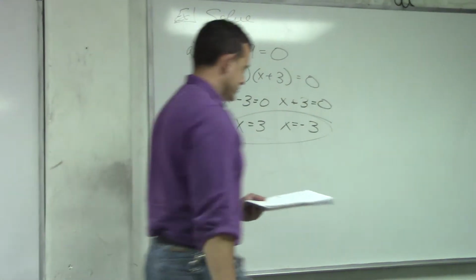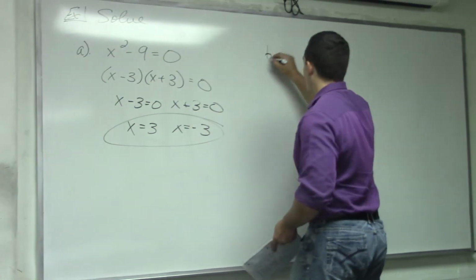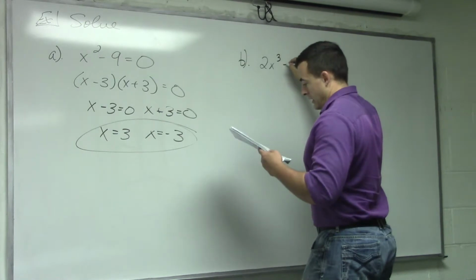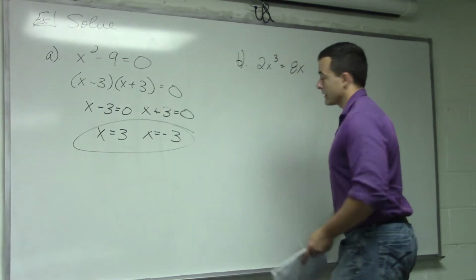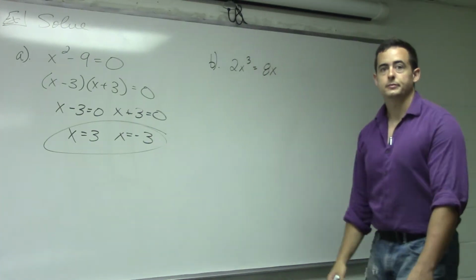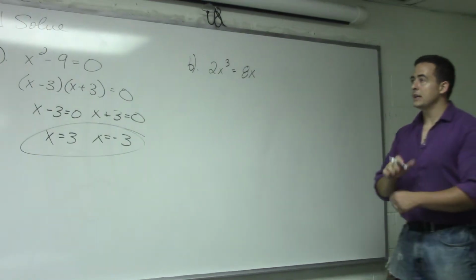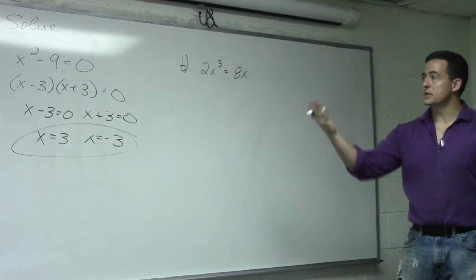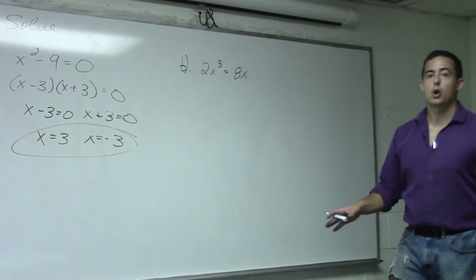From here, all that changes is the factoring gets more complicated. Let's take 2x cubed equals 8x and try and work with it. One of the big keys is the equal 0. You've got to have it. That's what we used on the last two problems. That's what we're going to use on all the problems.